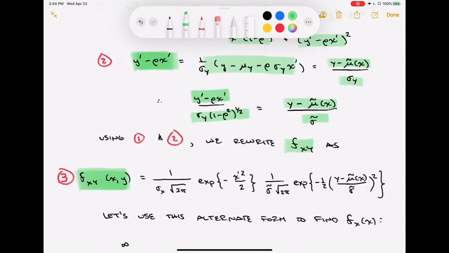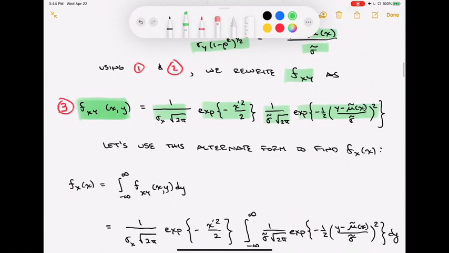The first distribution is going to have something that only has x in it. So I'm going to have a 1 over sigma x root 2 pi exp of minus x prime squared divided by 2. And then there's another term over here that has some y's with a few x's mixed in. But it's a 1 over sigma tilde root 2 pi, and I'm going to have an exp minus a half, y minus mu tilde of x divided by sigma tilde quantity squared, something like that. So I'm just rewriting my joint distribution. We're going to use this alternate form, this equation number 3, to help me find the marginal distribution f_x of x. And I think when we go through this, it'll become apparent why I was going through this.